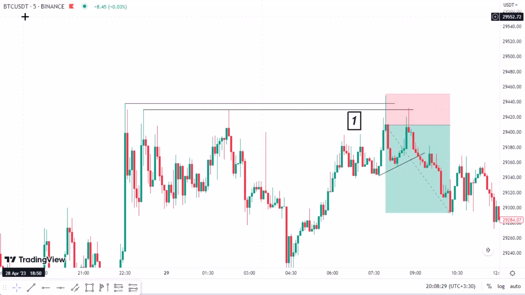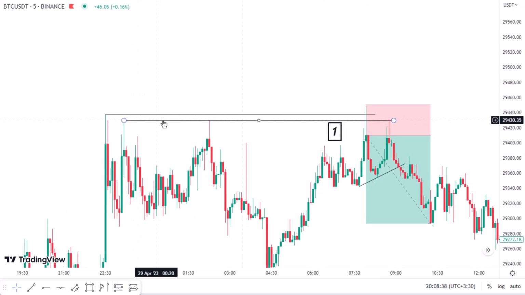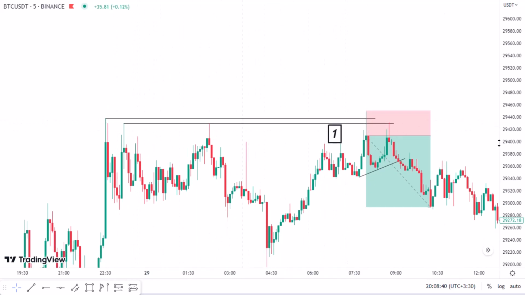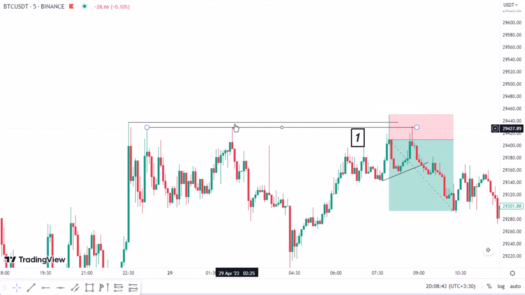It is actually a Bitcoin chart, and it is a 5-minute time frame, and it is the 29th of April 2023. On the first position we have this resistance for the price. You can see that we have two resistances here.